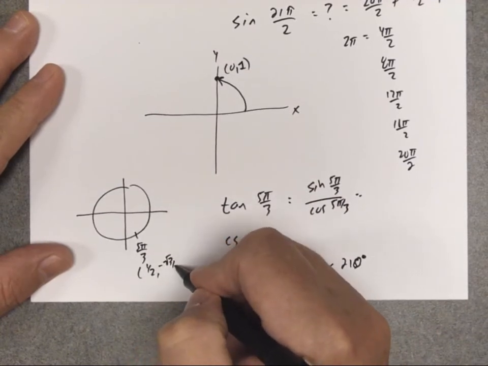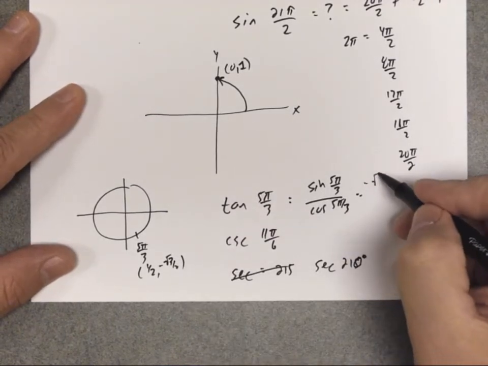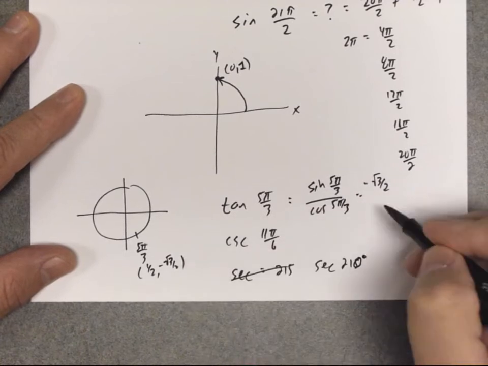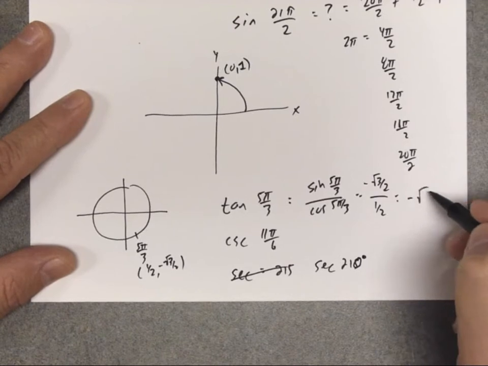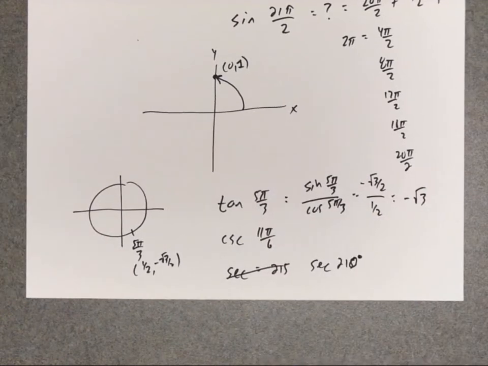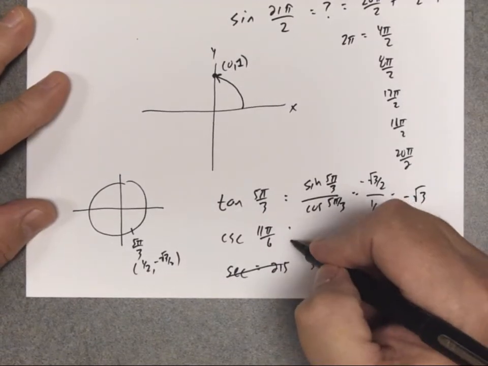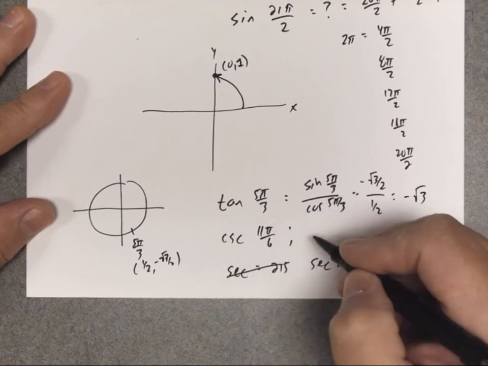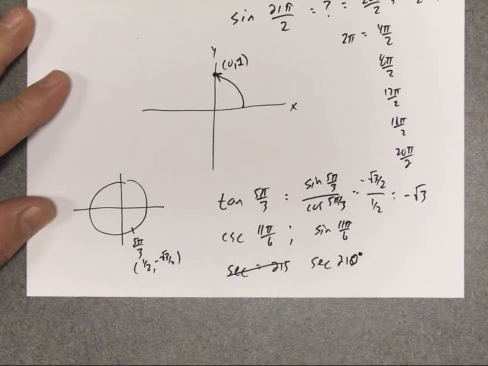1/2, negative square root of 3 over 2. So therefore, the sine of 5 pi over 3 is negative square root of 3 over 2, because the sine is the y. Cosine is the x, 1/2. Boom. Tangent of 5 pi over 3 is negative square root of 3. Cosecant of 11 pi over 6. What I'm really going to do is find the sine of 11 pi over 6, and then I'll flip it to get the cosecant.